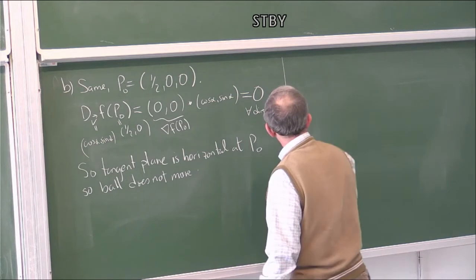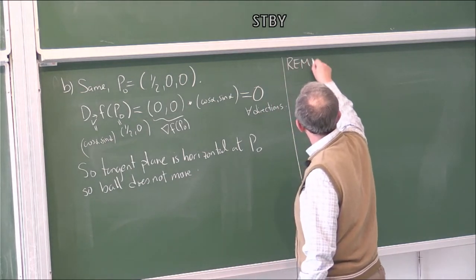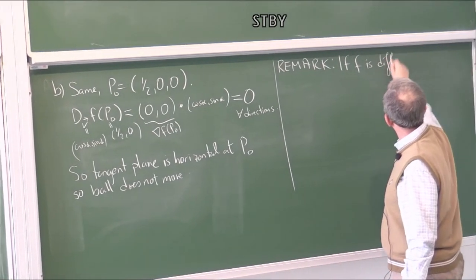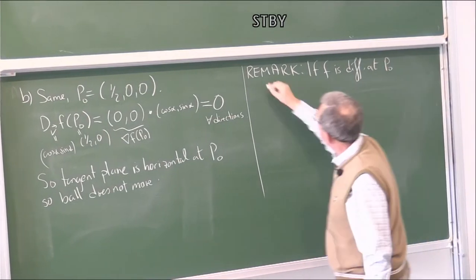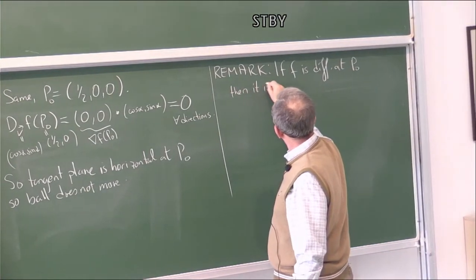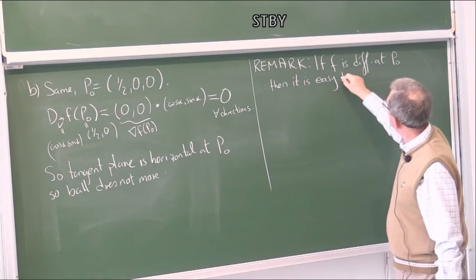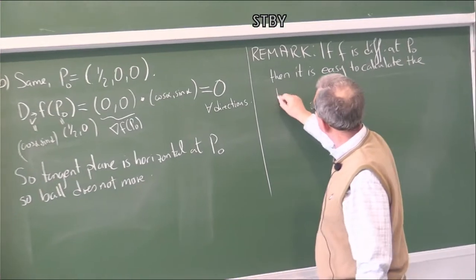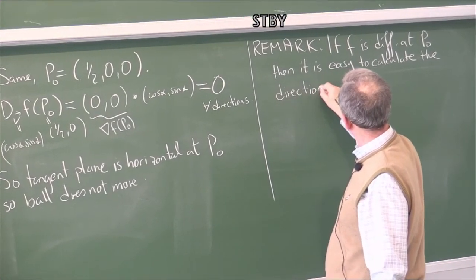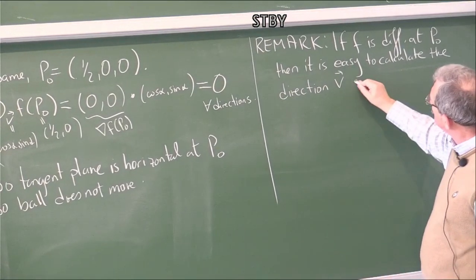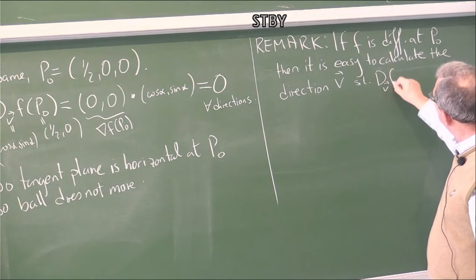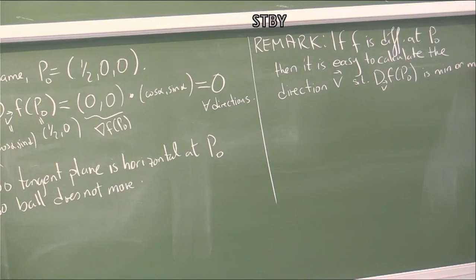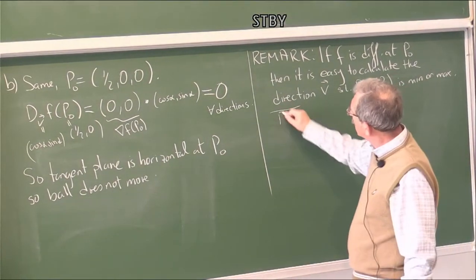Now, a remark is appropriate here. If f is differentiable at p0, then it is easy to calculate the direction v such that dvf at p0 is minimum or maximum. Why? Because of the following.